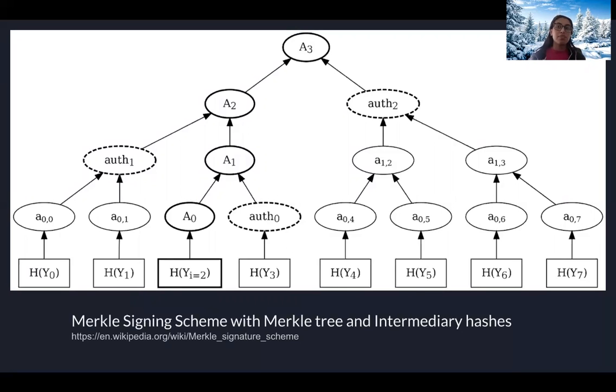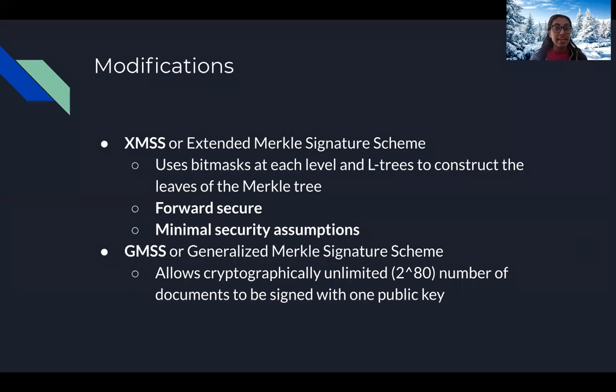And this is not easily broken with quantum computing because there are clearly a lot of hashing algorithms that are going to need to be broken in order to do this, which is not something quantum computing is good at yet. Some modifications: XMSS is pretty cool. It is what is used in quantum resistant cryptocurrencies today. It is forward secure, which means cracking one private key doesn't crack any of the previous messages that have been sent, and it has minimal security assumptions.